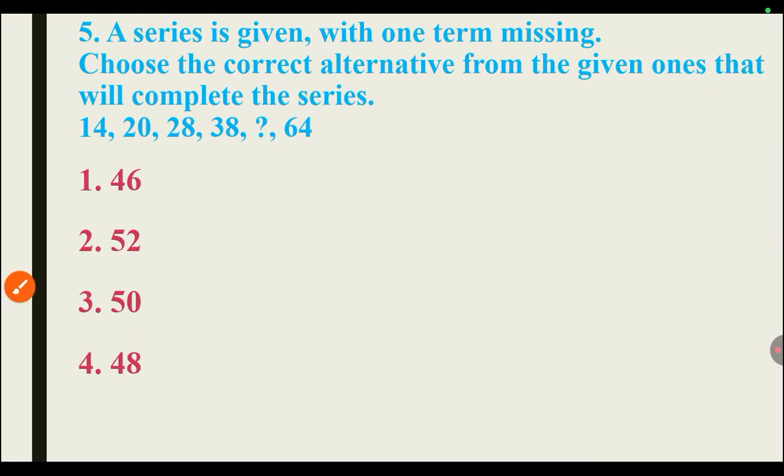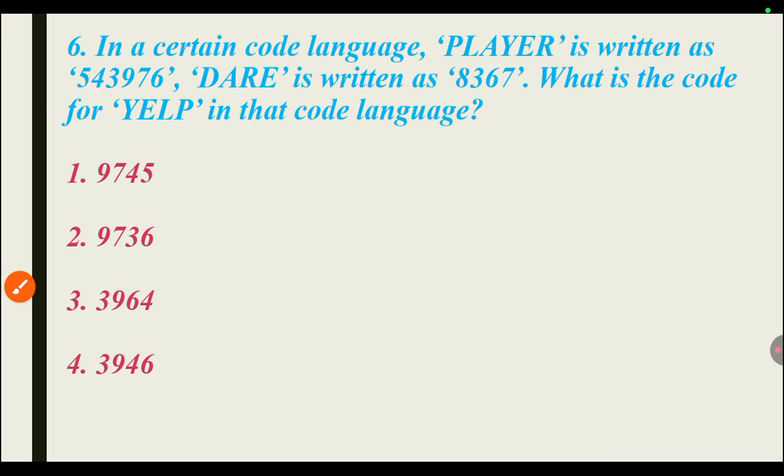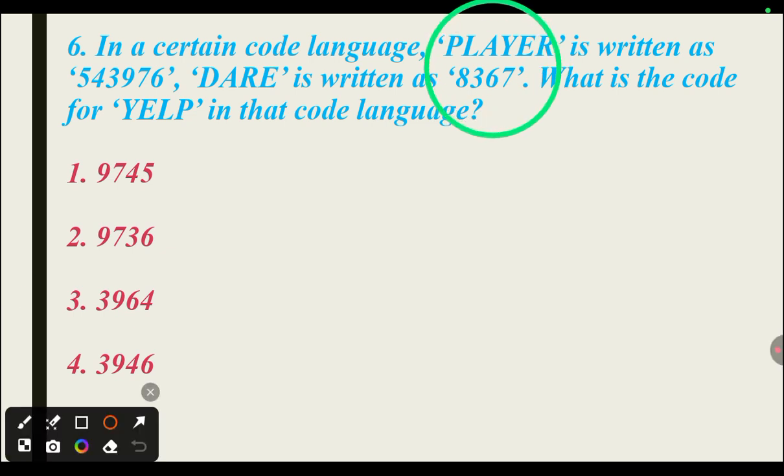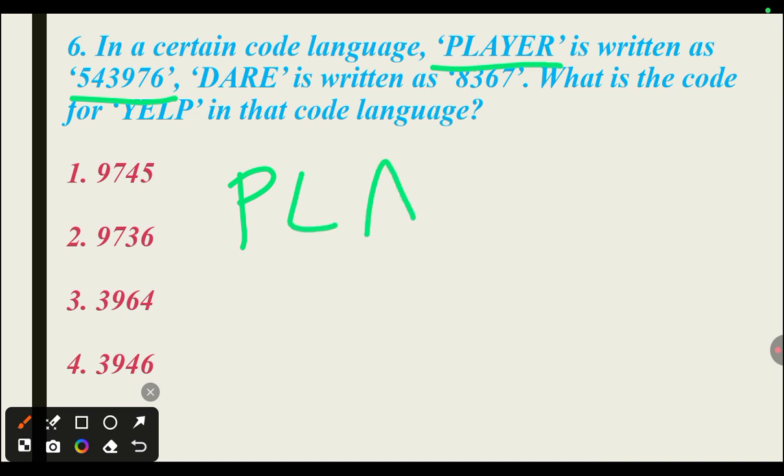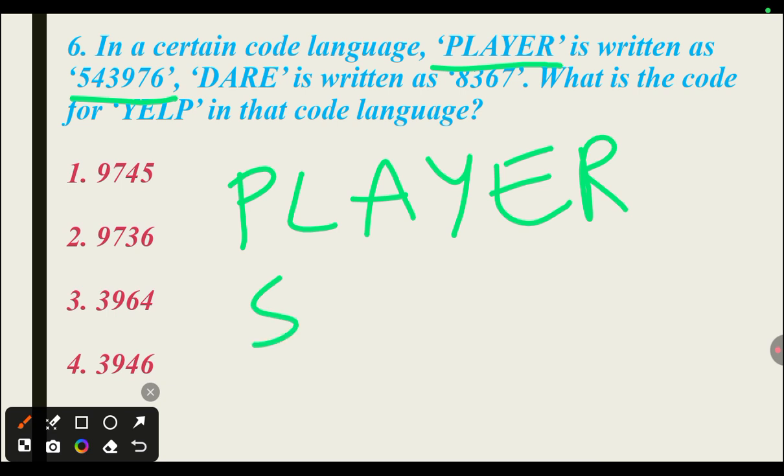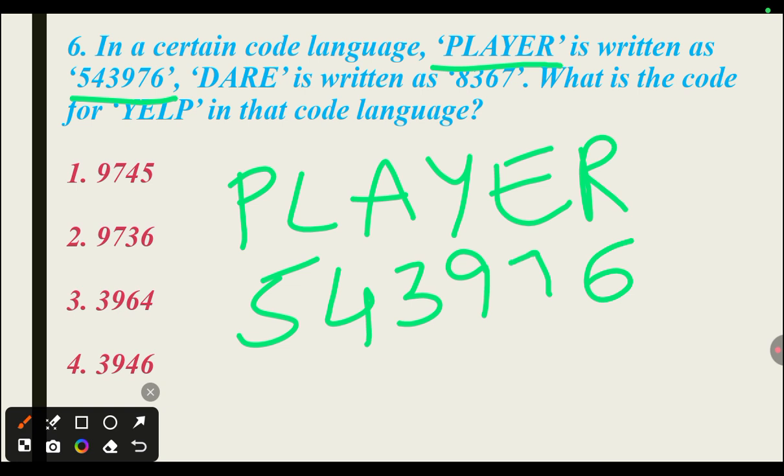Okay, let's move to the next question. Here comes the coding and decoding question, which is a very important topic. So let us see here. They have given us the word player, and you can see here player and the code for player. I'll write player. You also have to write in the exam, but I will tell you one trick. Without even writing, you can just put down the option and go to the next question.